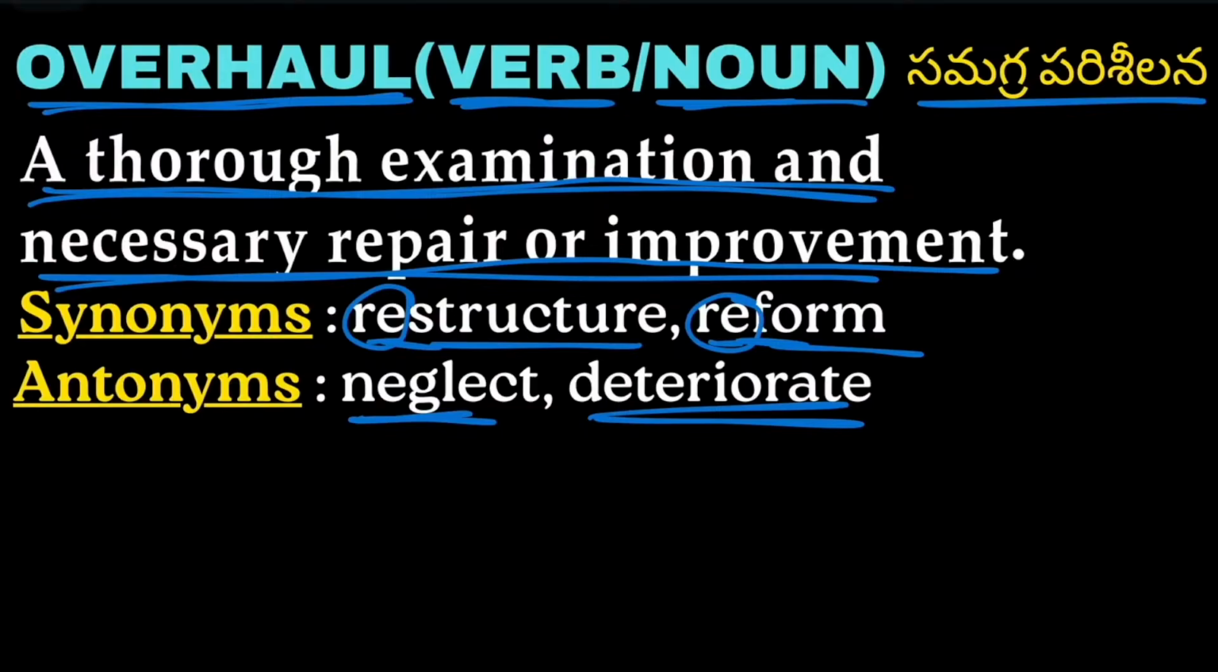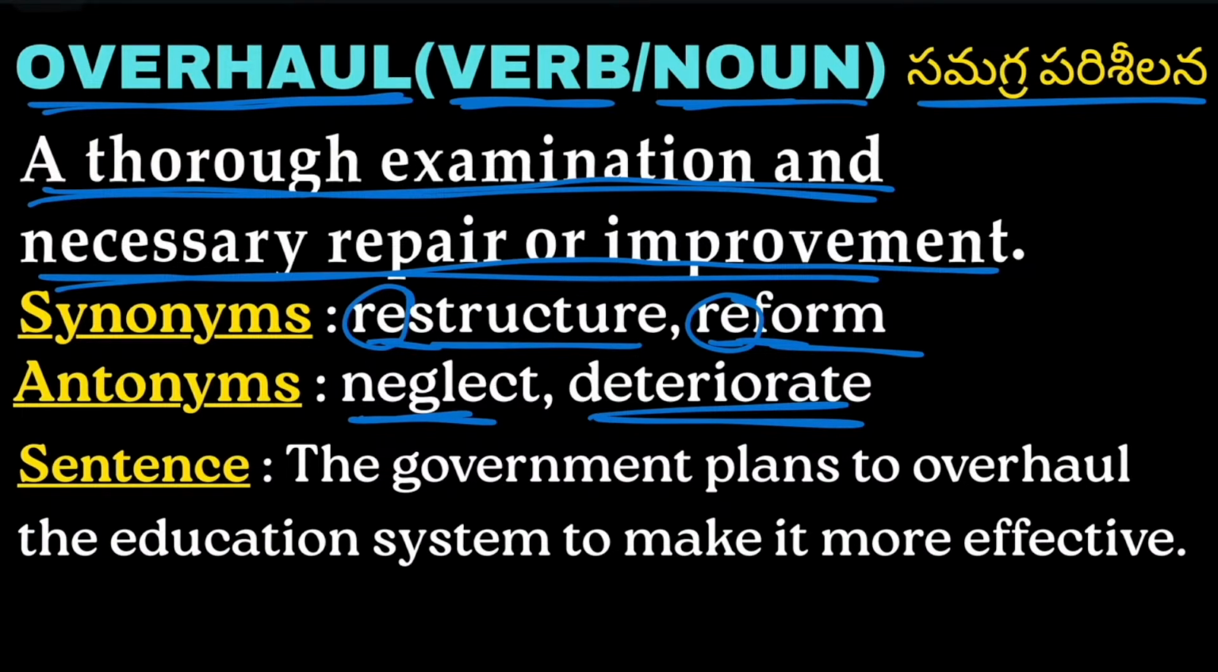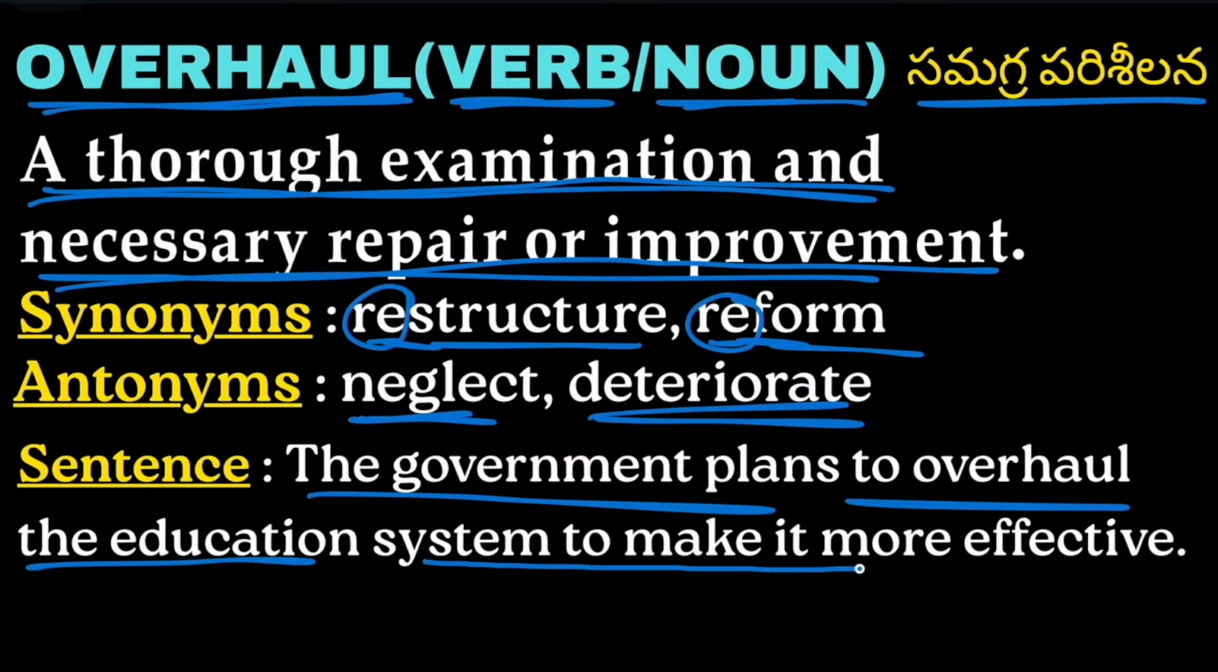Example: the government plans to overhaul the education system to make it more effective. The government plans to overhaul. So it plans to overhaul the education system and make it more productive and effective.